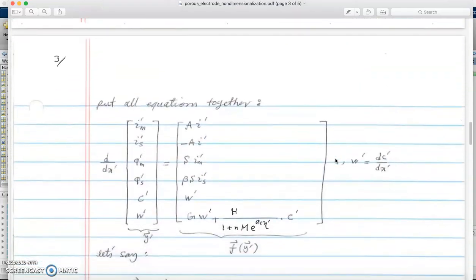Alright, in this video I'll be talking about another example for the shooting method, where we want to solve differential equations with two sets of boundary conditions, one set at x equals 0 and the other set at x equals L. So that's a one-dimensional problem, but it involves 6 coupled differential equations.